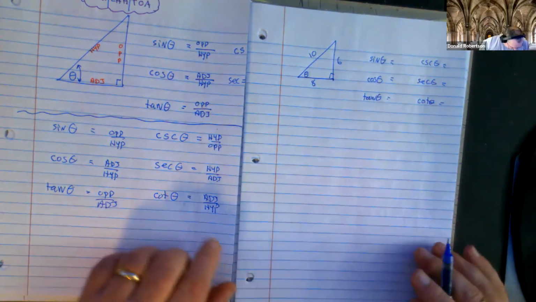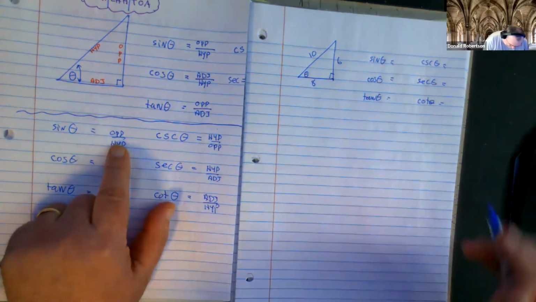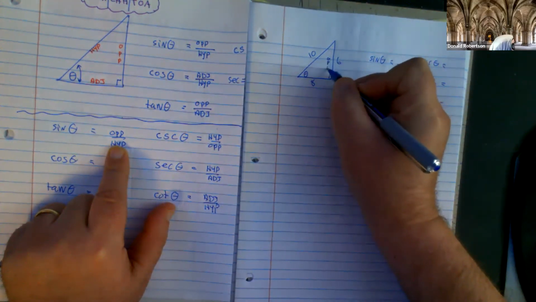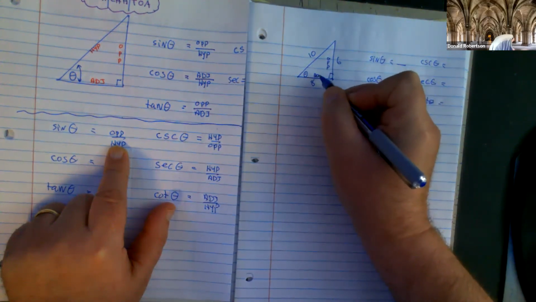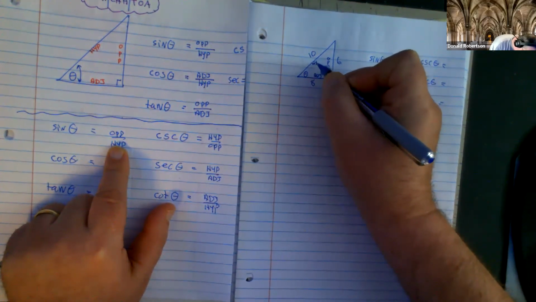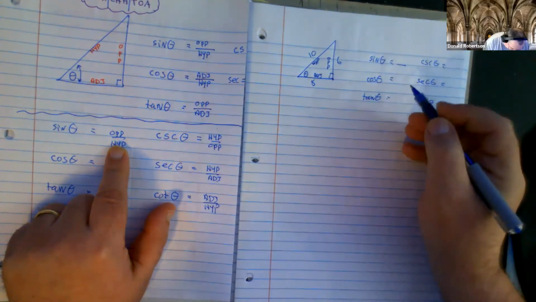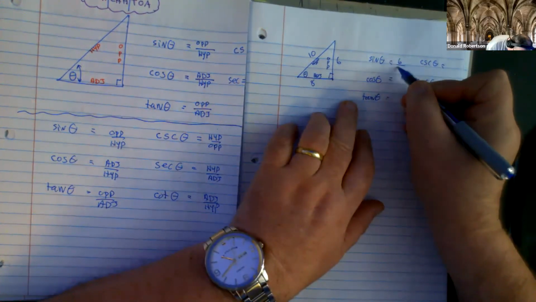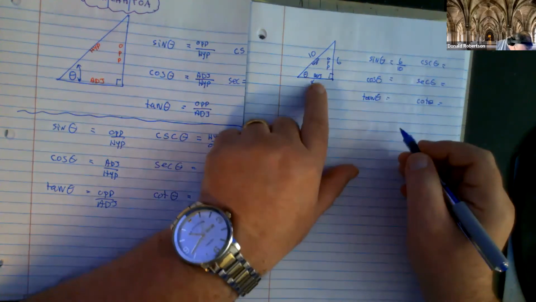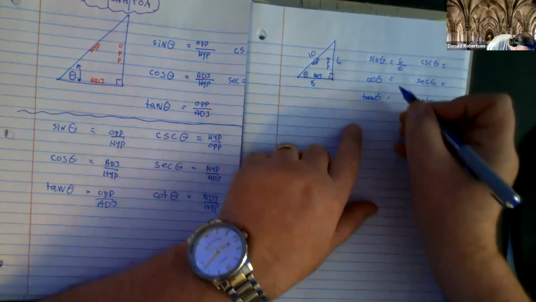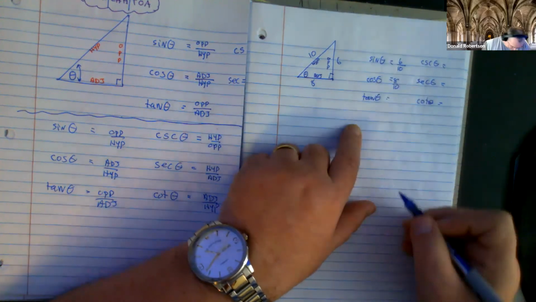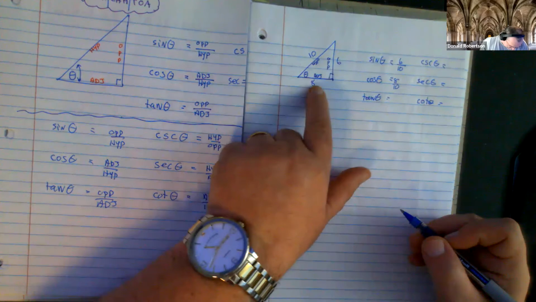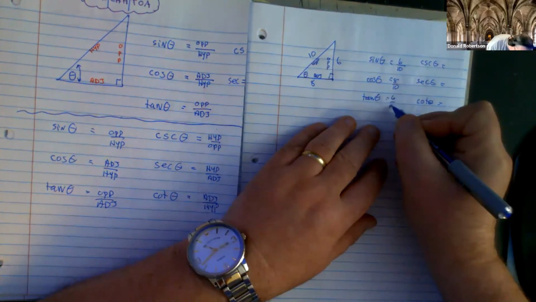So if I wanted to get, for instance, the sine, I better put my labels in. This guy is opposite, this guy is adjacent, and this guy is hypotenuse. If I wanted to get the sine, it would be 6/10. If I wanted to get the cosine, it would be adjacent over hypotenuse, 8/10. And if I wanted to get the tangent, it would be opposite 6 over adjacent 8.